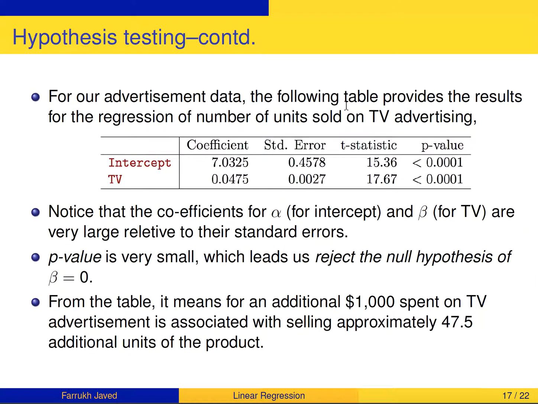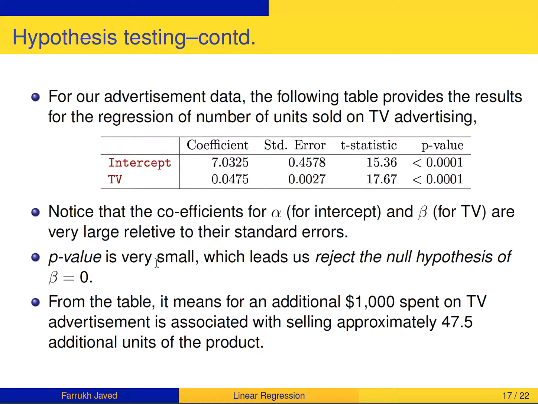Now here, for our advertisement data, the following table provides the results for the regression of the number of units sold on TV advertisement. For intercept, I mean alpha, and for TV I mean beta. So these are the coefficients, alpha hat and beta hat, standard errors for those, and then t statistics and the p-value. Right now I can see that the p-value of both of those parameters is very low, very much less than alpha. Alpha is the standard 0.05.